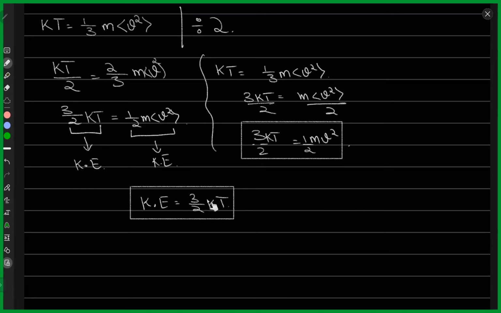So if I ignore 3 by 2 and k, I can see that kinetic energy is proportional to temperature, which means that as I increase the temperature, which we'll discuss how we can do, you will increase the kinetic energy of the particle. So the relation that we were looking for is this one. Is there any question up until this point from anyone?